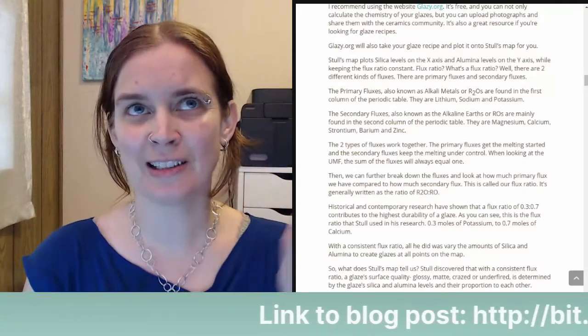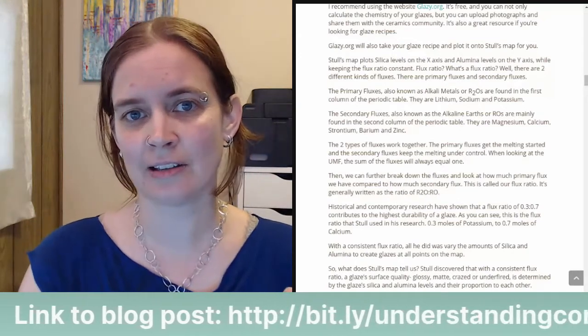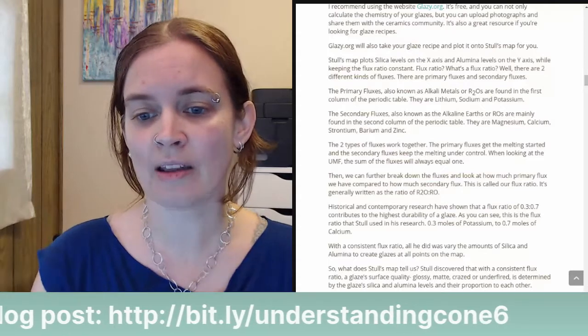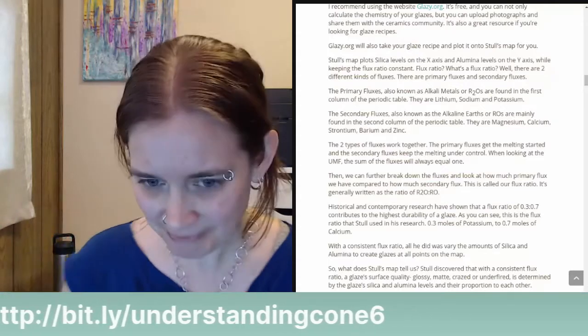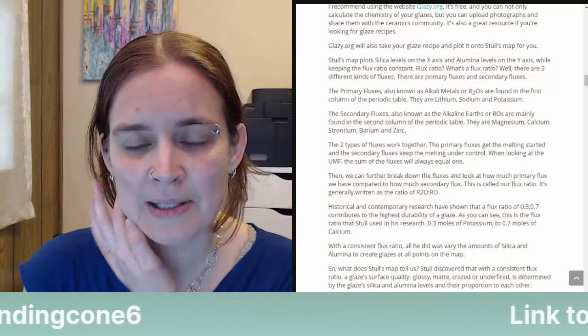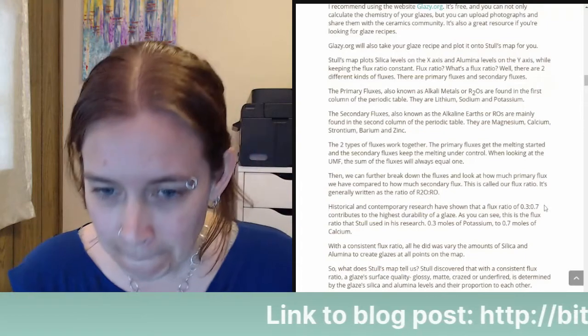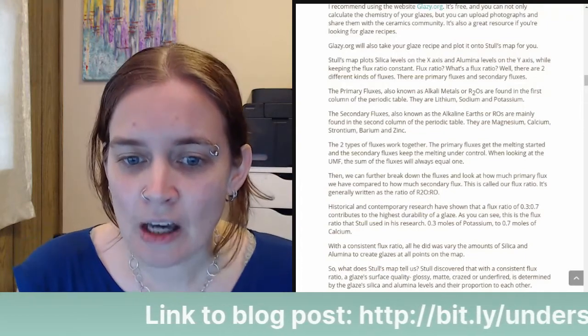The primary fluxes are like the kindling to start the fire, and then the secondary fluxes are like logs that you put on to keep the fire going. So I just wanted to throw that in there because I find that that helps me to understand the difference between the two.